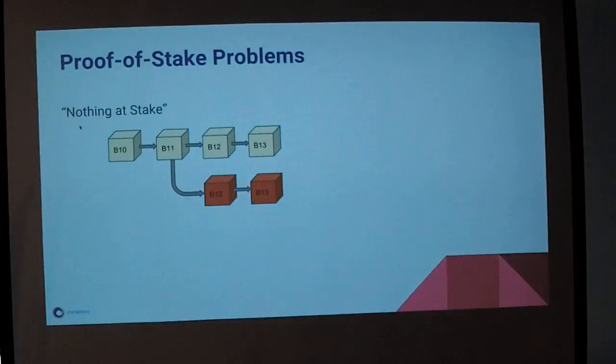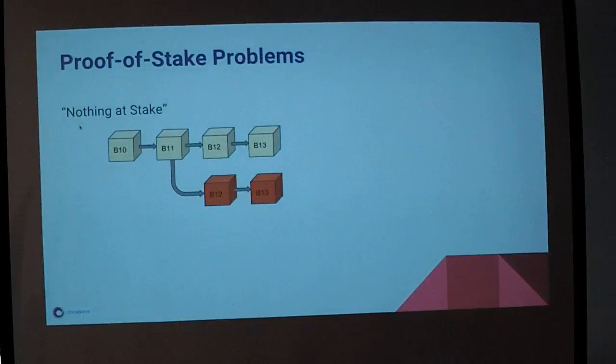But it's not without its problems. There's a term called the nothing at stake problem, which I'm going to try and hopefully make clear. If your cost associated with validating something is essentially zero, then there's no incentive not to validate any forks, both forks at the same time. So the nothing at stake problem shows this.